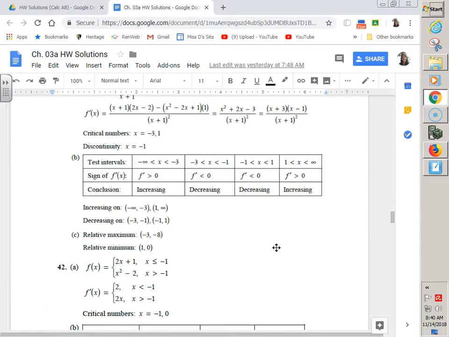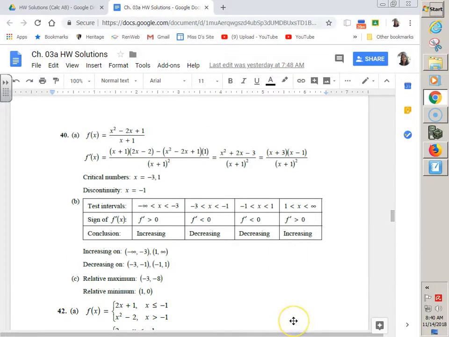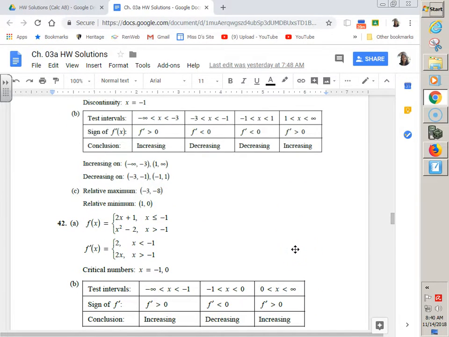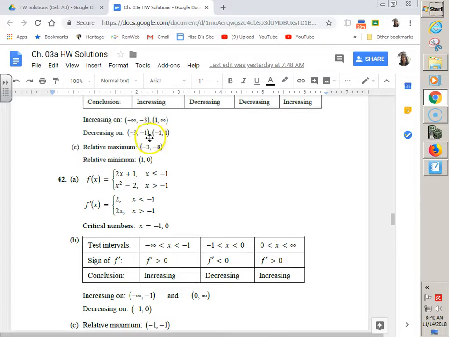Number 40. You guys can skip right down here, right? Increasing, decreasing, relative max, relative min. Don't worry, I'll let this keep showing for a little bit longer. But 42 was the nasty one with a piecewise function, but good thing we kind of did an example like that yesterday.